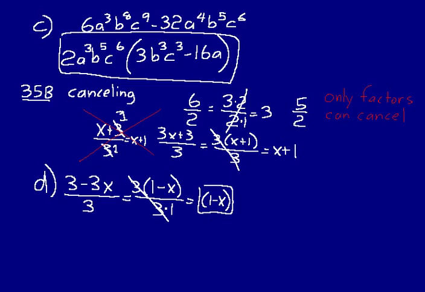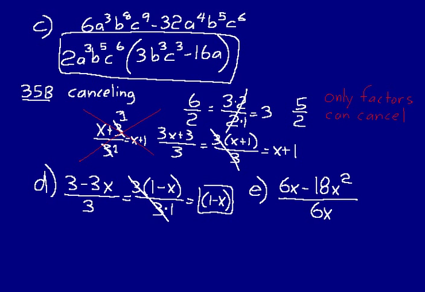So what we did there, we looked at those two terms in the numerator. We found the greatest common factor between those and factored it out. And only factors can cancel. So after we factored that out, we were able to see that we could factor that 3 in the numerator with the 3 in the denominator. We could cancel those out.